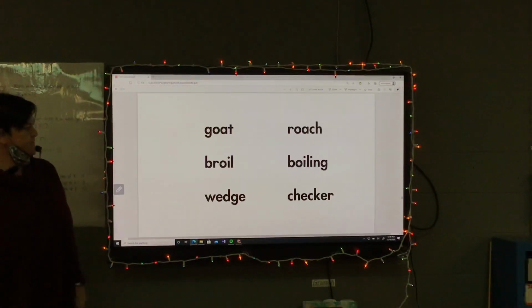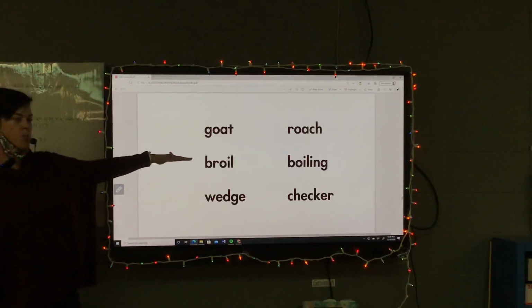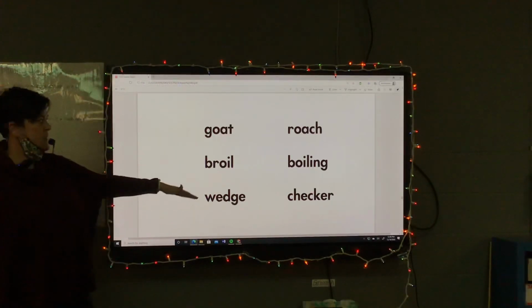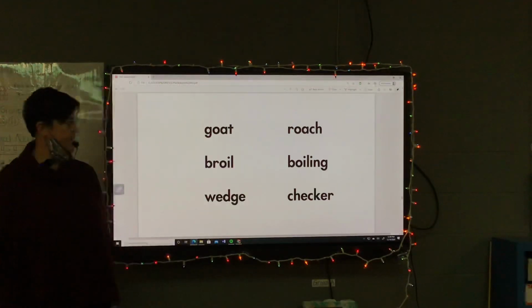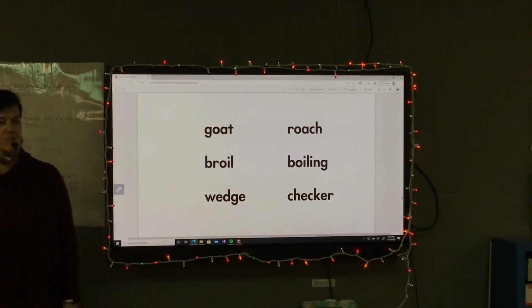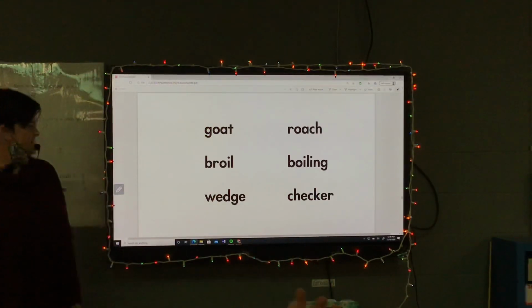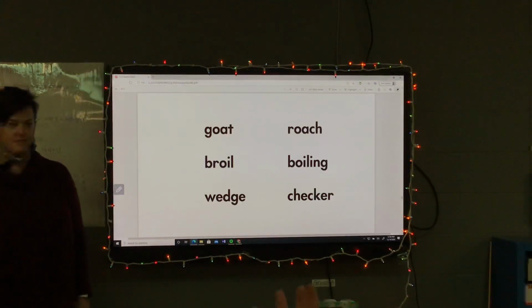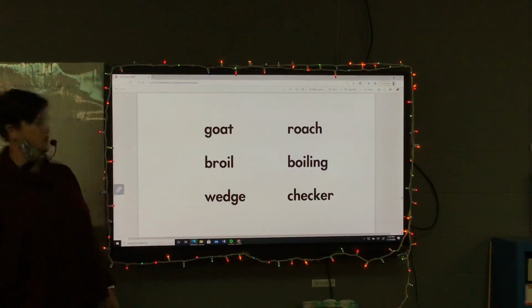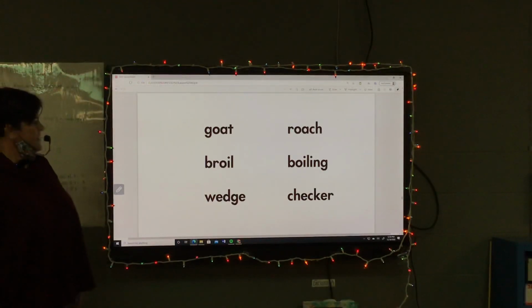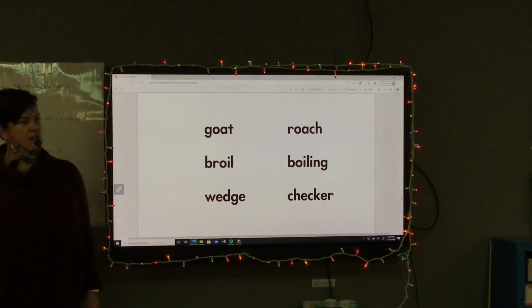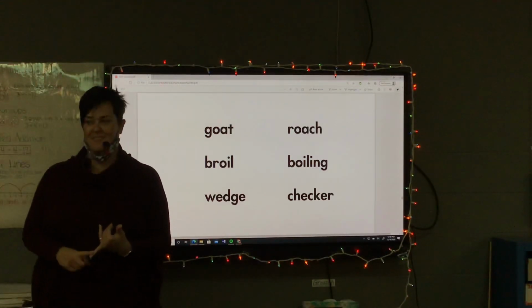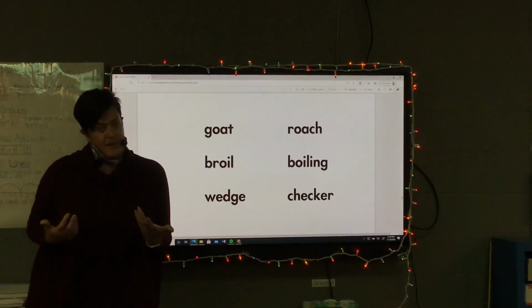Let's look at these. Goat, broil, wedge, roach, boiling, checker. This is a type of insect. Raylan? Roach, yes. This would be, it could be a type of shoe. I love shoes, that's why I thought of it first.